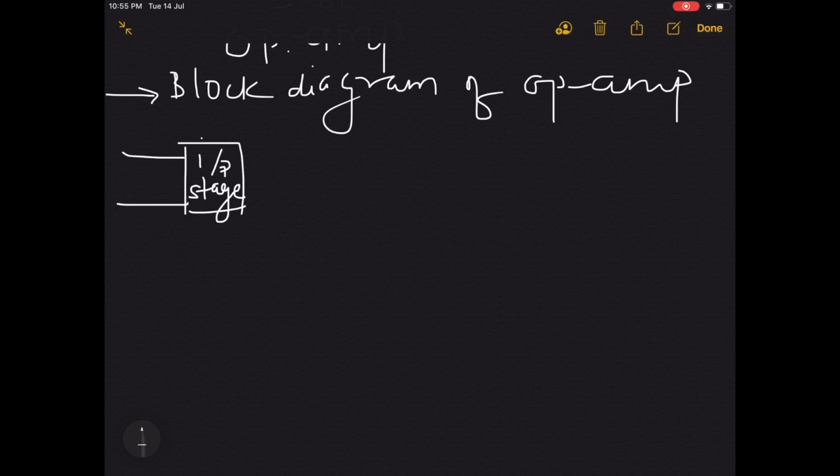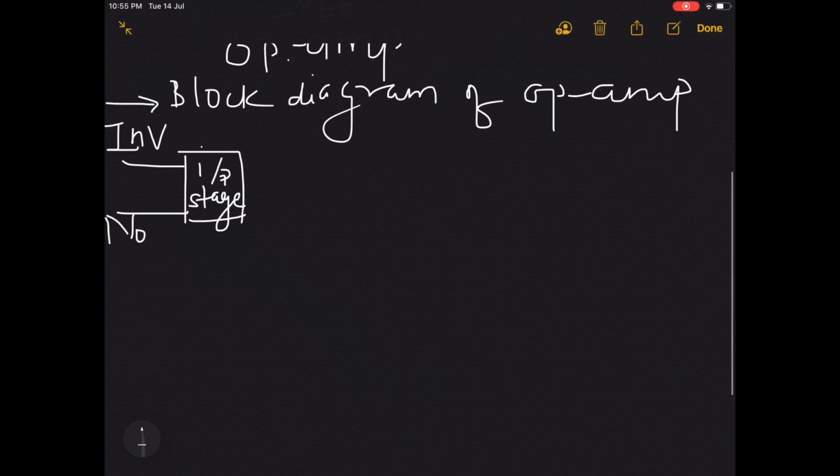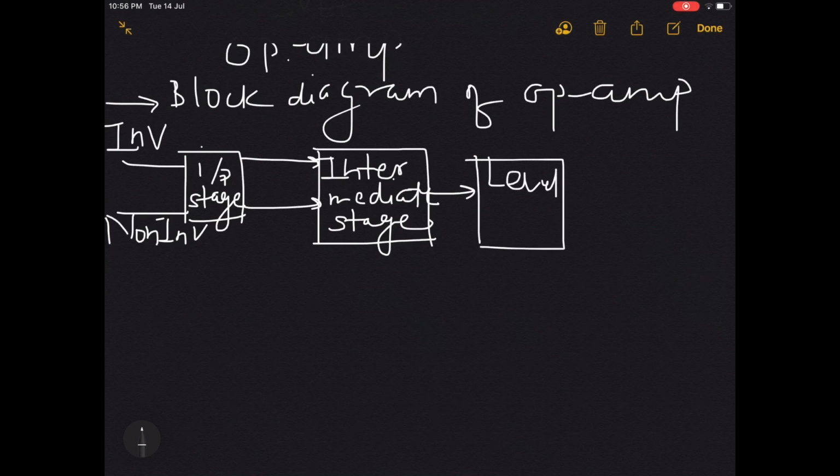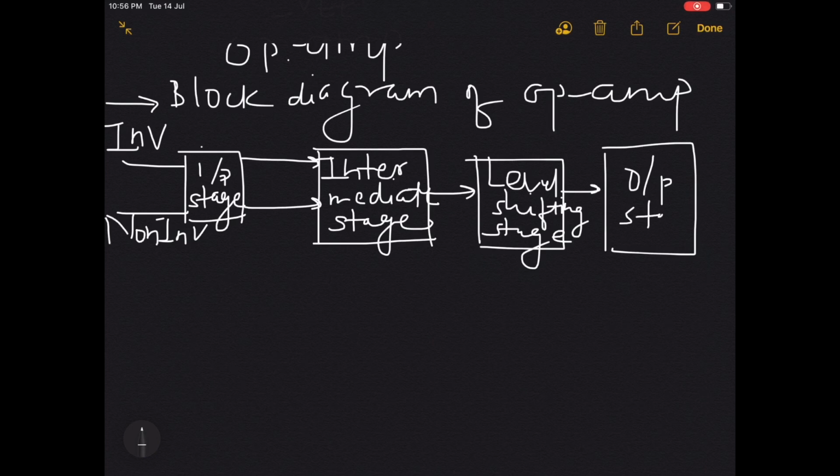It has 2 inputs, one inverting input and another non-inverting input. Then at the output of the input stage, the first block, there is another stage which is known as the intermediate stage. Then the next block is the level shifting stage. Then the output stage, and then finally the output of the op-amp. So, overall, op-amp is the combination of different circuits known as differential amplifiers, level shifting stage and then push pull amplifier.